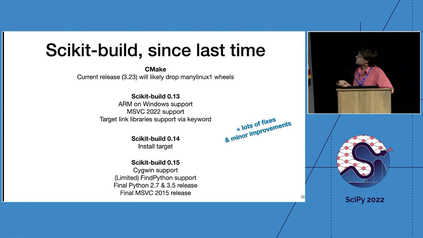So we've got ARM support, MSVC 2022 support, some long requested features like the target_link_libraries keyword, which should have been there, but it's just because it's so old. As well as a few other things for Windows. And we're also finally removing Python 2.7, 3.5, and MSVC 2015. So that's been removed in the main branch, though it's not released yet.